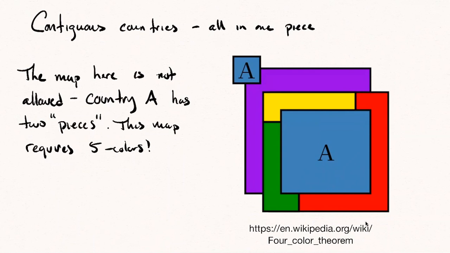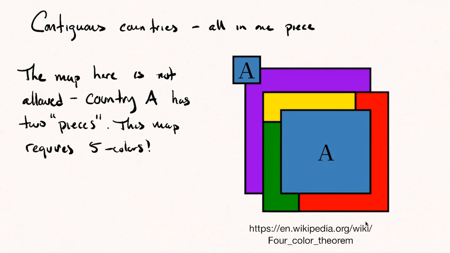So the countries have to be contiguous, all in one piece. Like in a map like this, if we're insisting that a country get a certain color, if country A here has two pieces, then this map would require five colors, because country A is in two pieces, and those two pieces together are bordering four other countries that are all bordering each other. And so you couldn't four color such a map. So when we talk about maps, we're excluding such possibilities, all right?